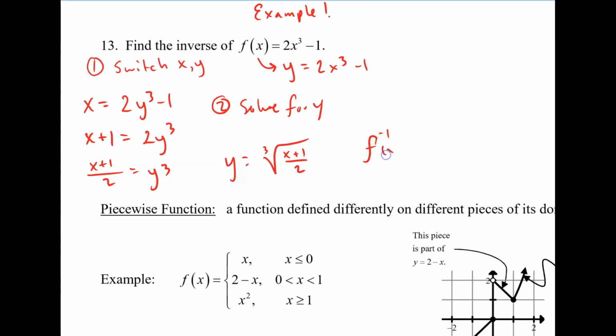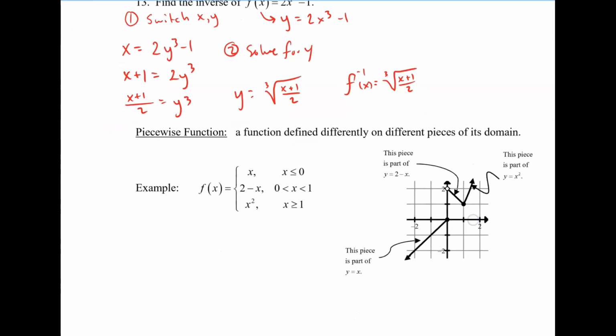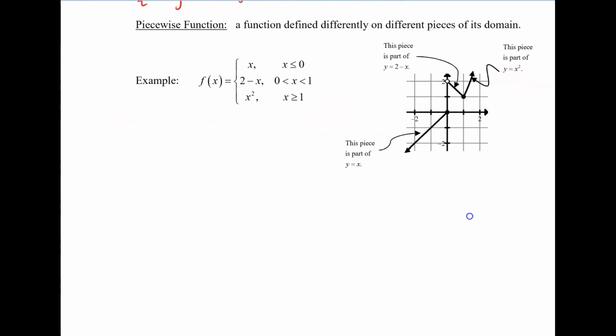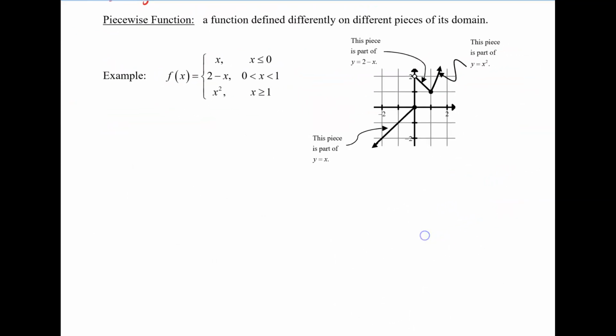So f inverse of x is equal to the cubic root of (x plus 1) over 2. Okay, so that is a little bit about inverse functions and about one-to-one functions. Okay, the next topic I'm going to talk about is piecewise functions. A piecewise function is a function defined differently for different pieces of its domain.